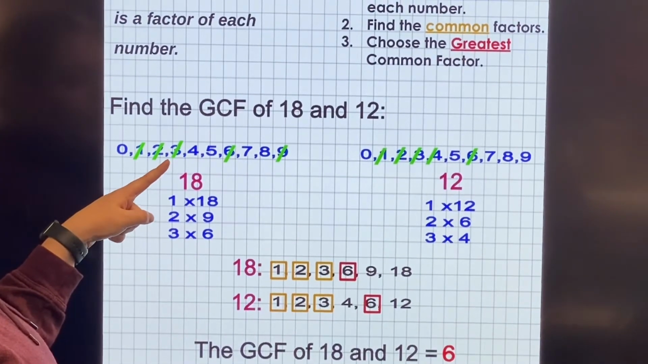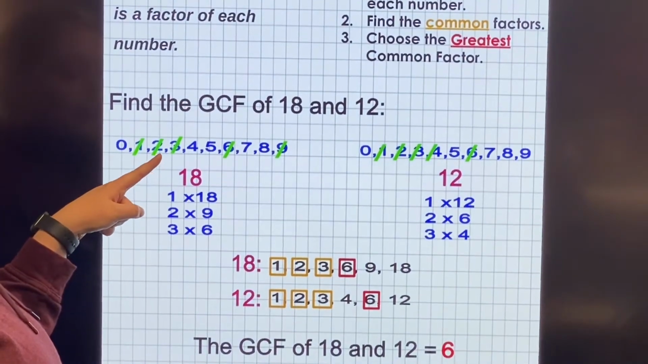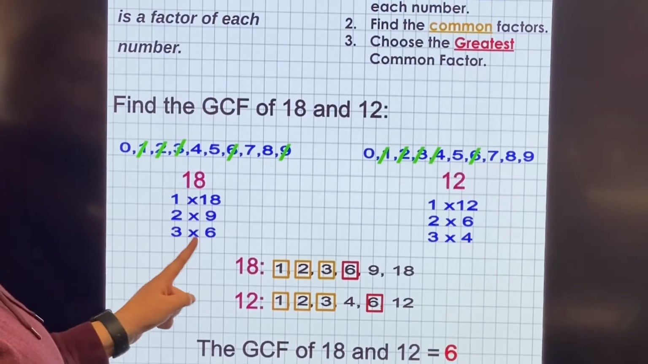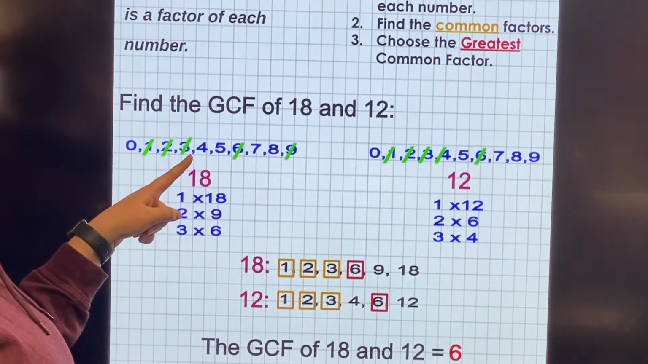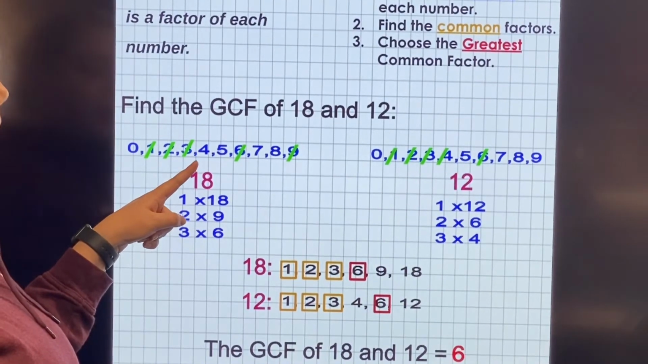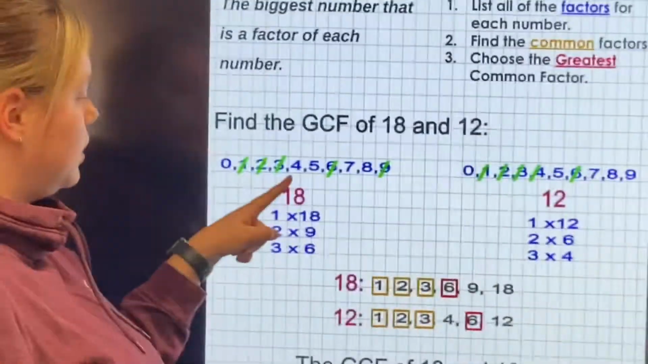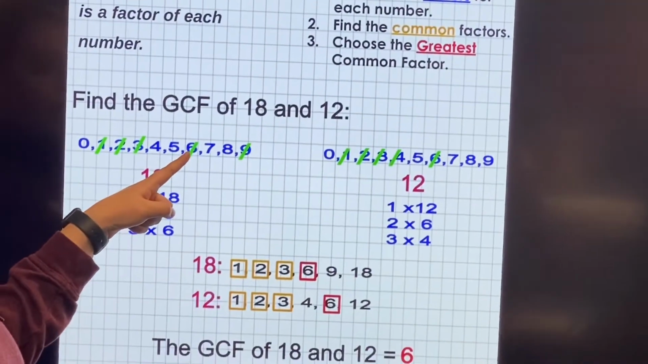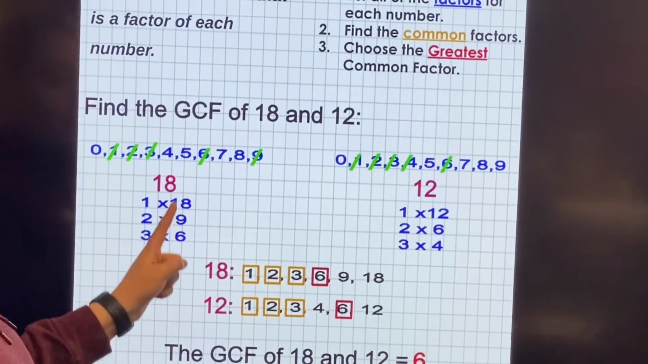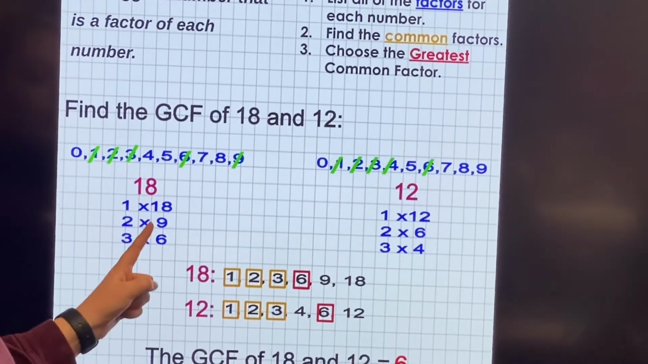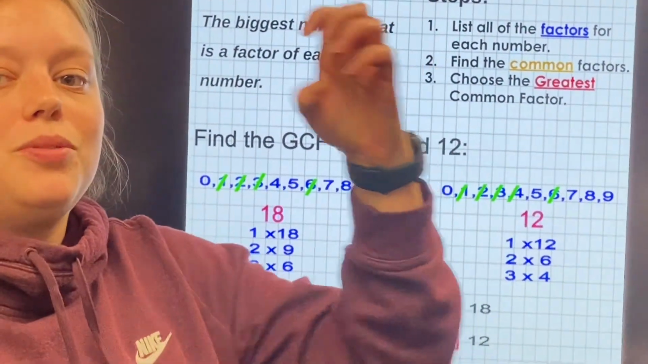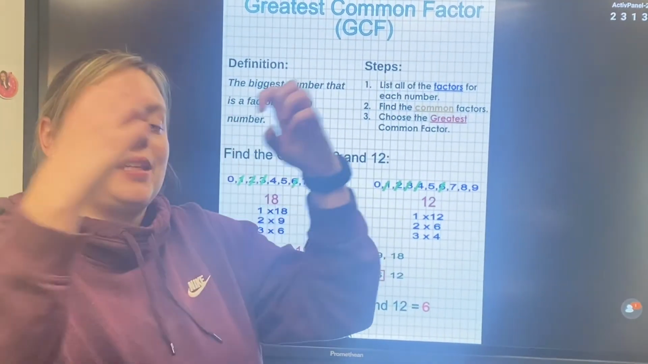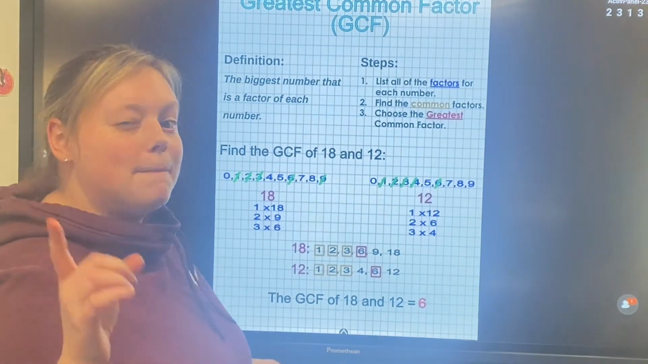Then I'm going to think 3. Can 3 times something equal 18? Yeah, 3 times 6 equals 18. So I'm going to cross out 6. Then I'm going to look at 4. Can something times 4 give me 18? No. Can something times 5 give me 18? No. Oh, and look, I meet 6, which is found on my other side. So now I know that since I'm already meeting a crossed out number, I don't have to go anymore because my two sides met. They were balanced and they met. Remember, math is all about balancing.